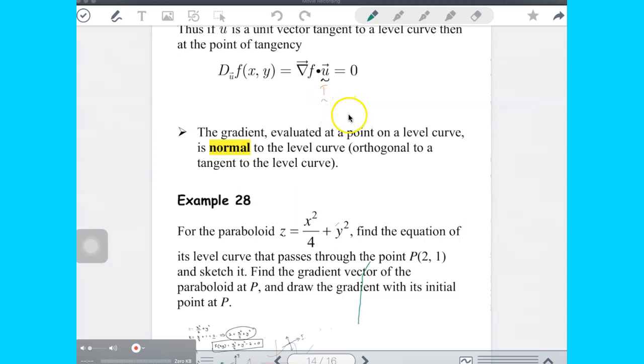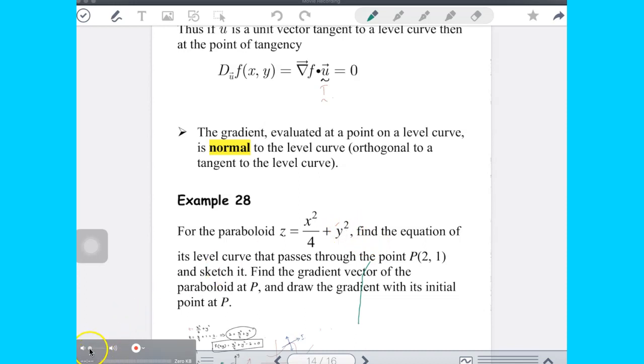Okay, so from the previous example, we can determine the gradient vector based on the function given. At the same time, by using the gradient vector that we obtain, we can also determine the normal vector to the surface given. Okay, normal to the surface given.